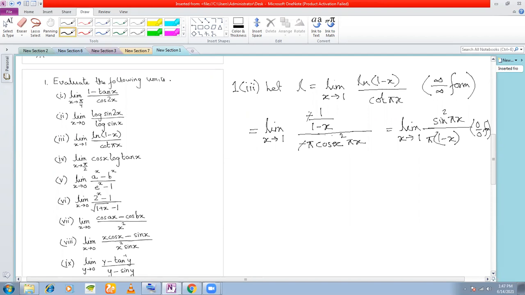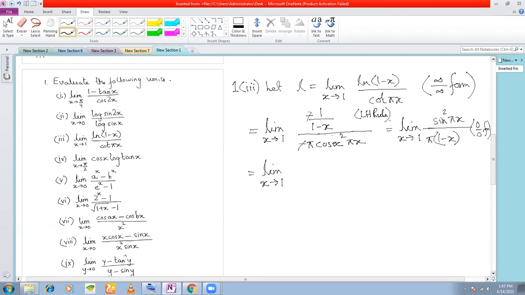So this is the limit as x tends to 1. Now, if you put x equal to 1, this is a 0 by 0 form. So again, we use L'Hospital's rule. Here you will write L'Hospital rule, I forgot to write the LH rule.